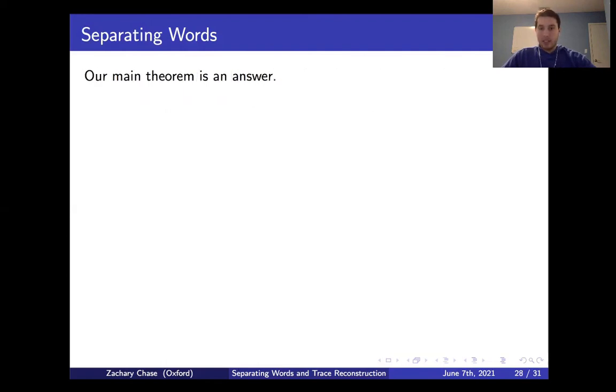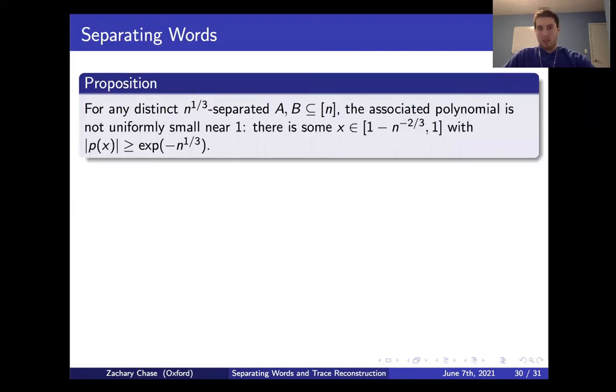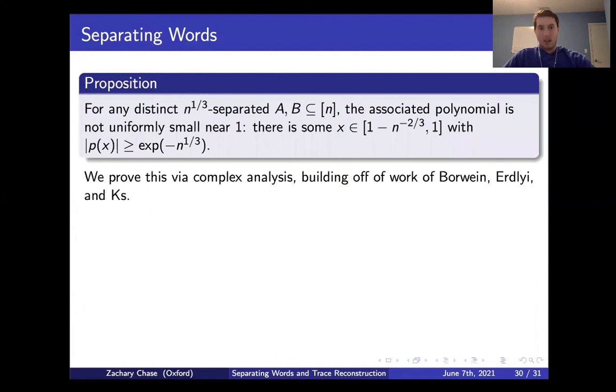And our main theorem is an answer. We proved that for any distinct n^(1/3)-separated subsets of 1 through n, there is some prime p, and if I'm being technical, it's some constant times n^(1/3) times log to the, I forgot, I'll just say 10th of n to be safe, and some i with the number of things in A that are i mod p being different from the number of things in B that are i mod p. And we proved this by complex analysis, building off the work of Borwein, Erdélyi, and Kós.